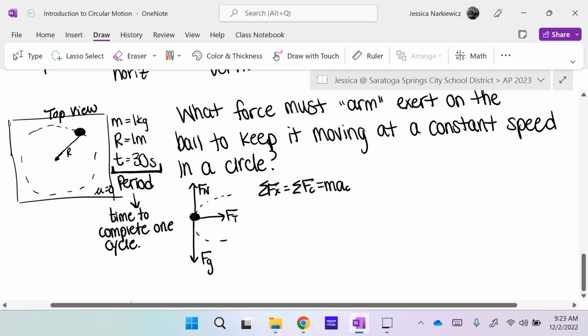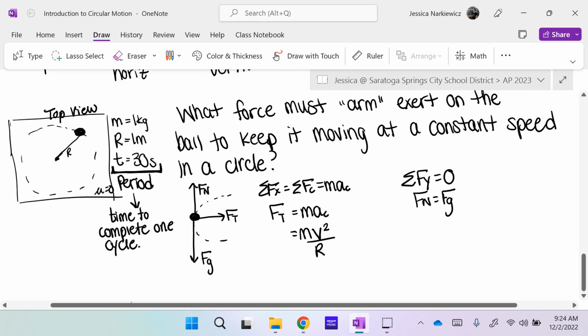Now, vertically, this ball is not moving at all, so the net force in the y direction is still going to be 0, which still tells me that my normal force equals the force of gravity like I'm used to. So in the x direction, the only force acting horizontally is that tension force. That's the force I'm looking for. So I need to calculate mass times centripetal acceleration. I'm not given the centripetal acceleration, but I am given the mass, so I'm going to keep m. And then I know that a_c, the centripetal acceleration, is v squared over the radius.